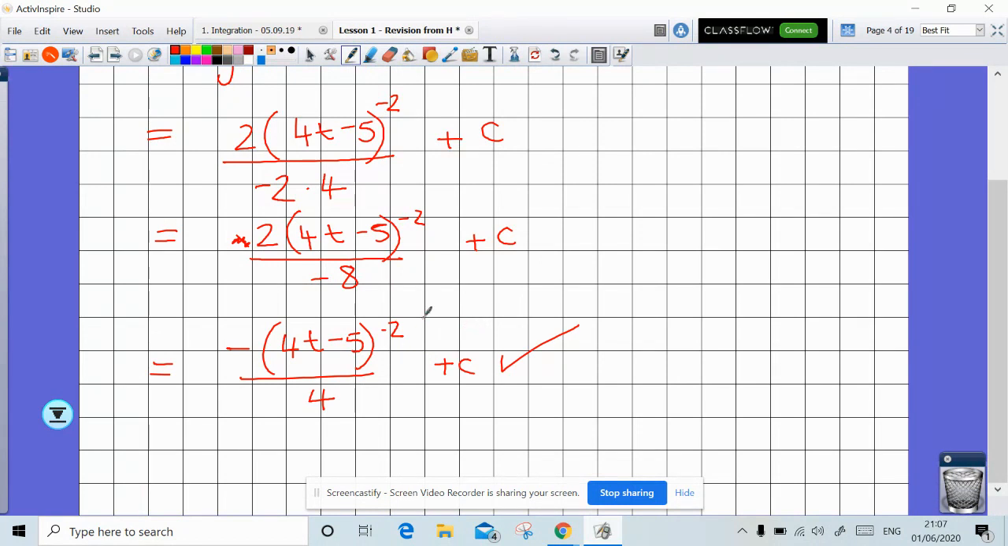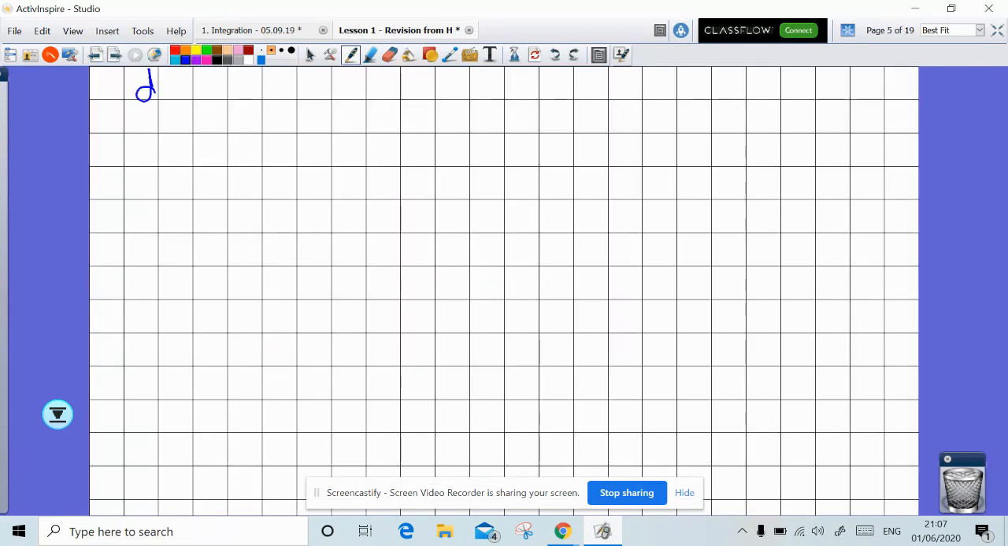I've got 2 more examples from revision from higher. So part D is going to be the integral of 4 cos 2x plus pi over 3 dx. Now you might have noticed that I always put brackets around a cos or a sine, whatever it is. If you didn't have brackets here, that would actually look like 4 cos 2x, and the plus pi over 3 could be completely separate to this. So make sure you stick brackets in there just to keep yourself right.